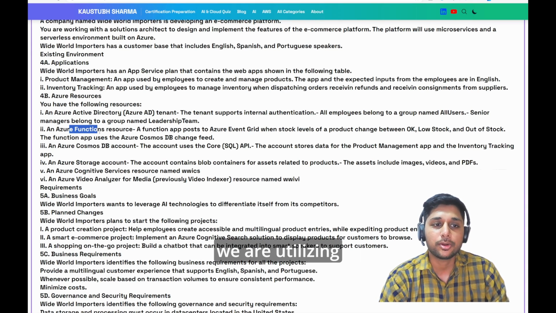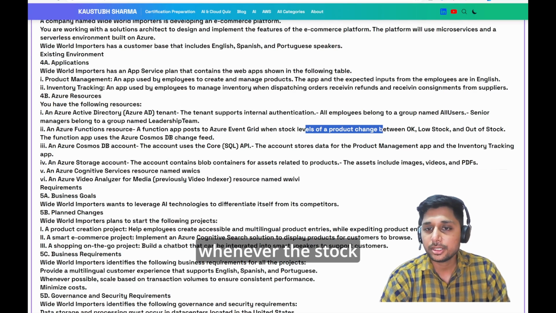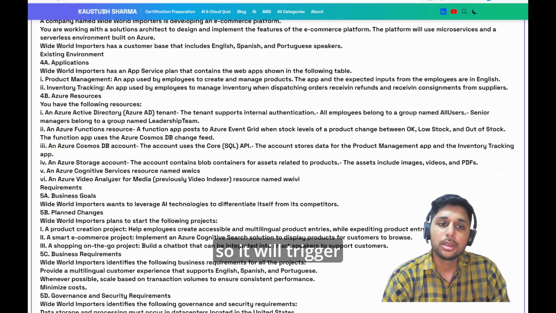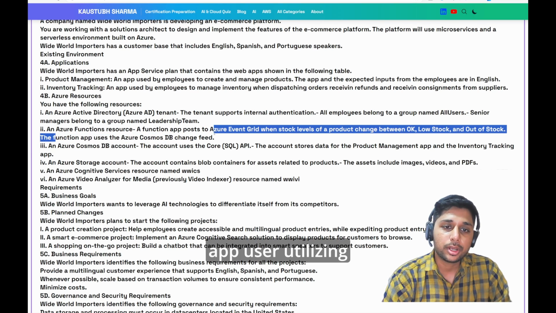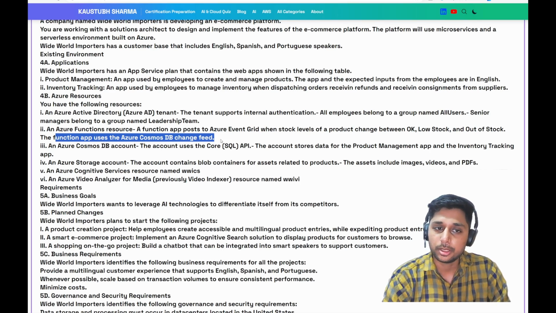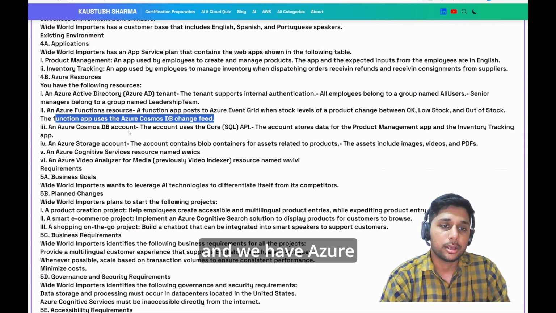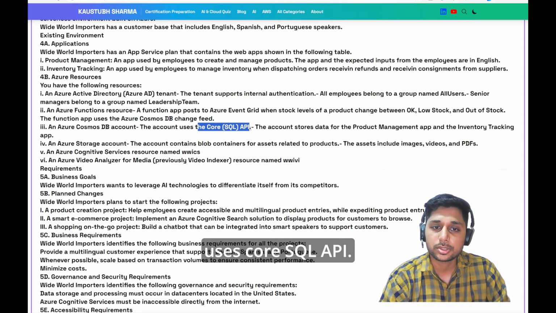So for that purpose we are utilizing Azure Functions. Whenever the stock level changes between okay and low stock or out of stock, it will trigger a function. The function app utilizes Azure Cosmos DB as a database, and we have an Azure Cosmos DB account, of course, and this uses the Core SQL API.